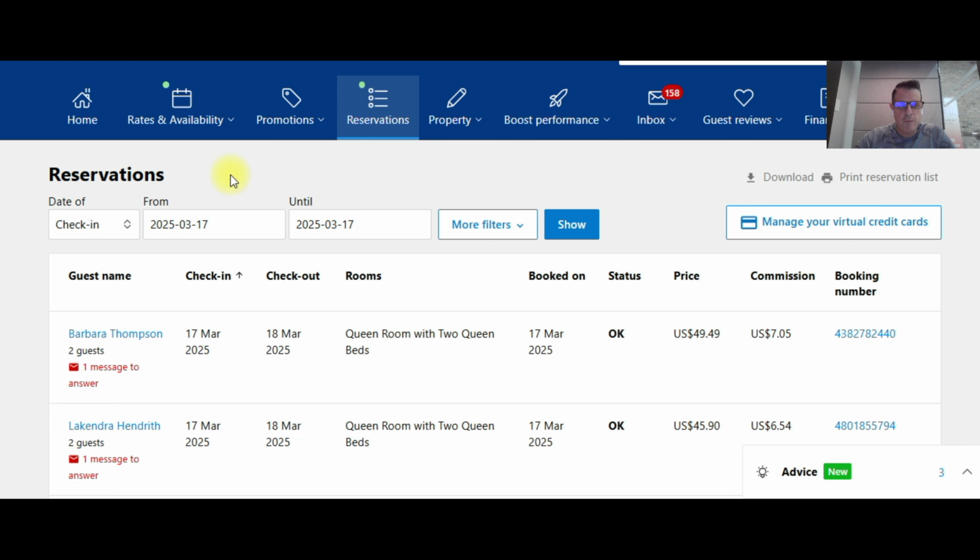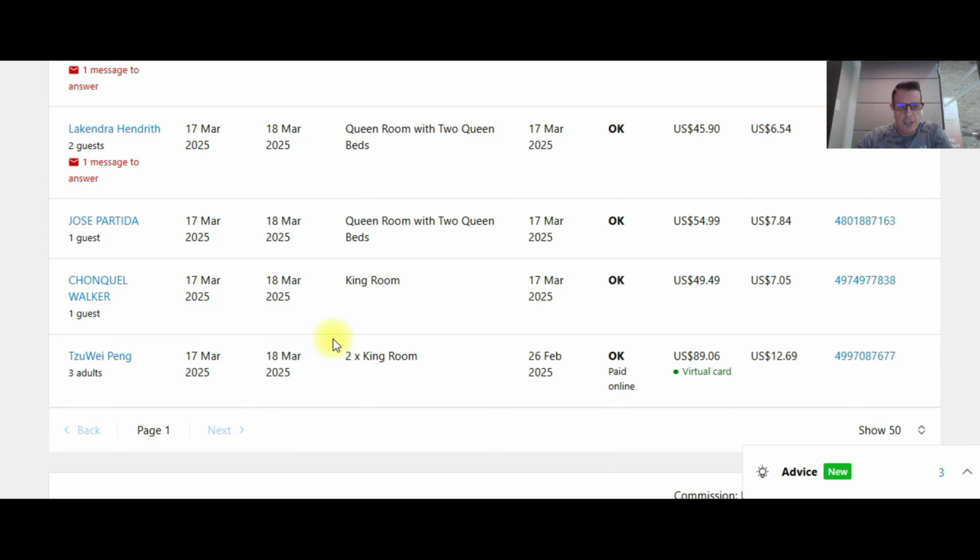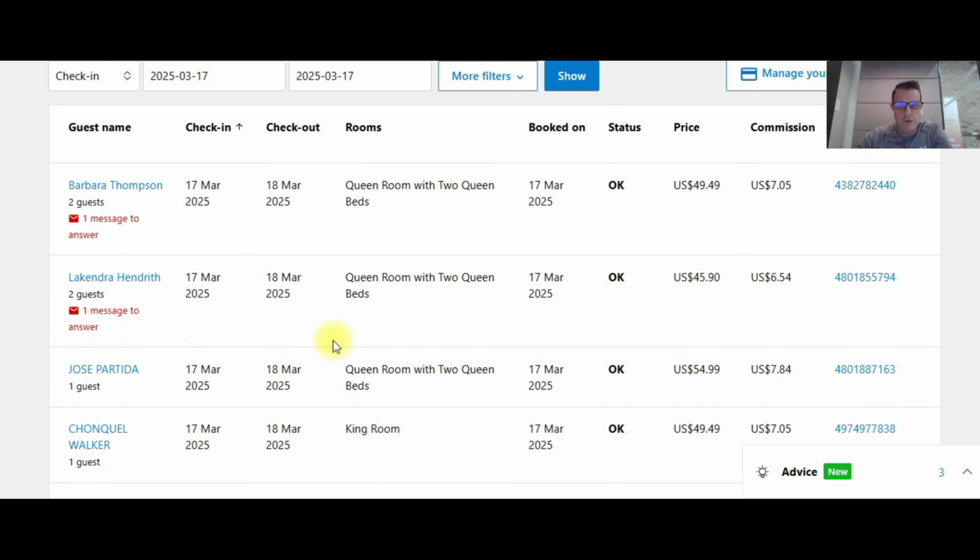And I'm on the 17th of March right here. And these are all the arrivals for the 17th of March for this property. As you can see, there's about 4 arrivals. And what your front desk staff should do, and not only do this in Booking.com, but they should do it in Expedia, and they should start off by doing this in your PMS system. So if your PMS system shows 6 arrivals, 4 from Booking.com, 2 from Expedia, you go here to your Booking.com, and then you go to Expedia for your Expedia arrivals.